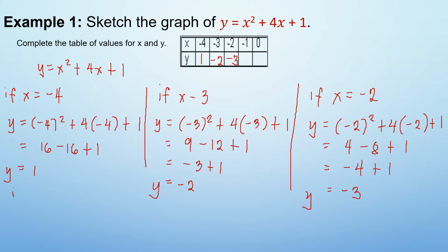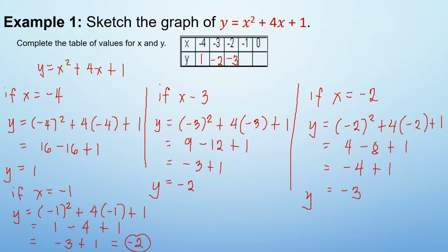Next, if x is negative 1, y is negative 1 squared plus 4 times negative 1 plus 1. Negative 1 squared is 1. 4 times negative 1 is negative 4 plus 1. 1 minus 4 is negative 3. Negative 3 plus 1, that is negative 2. So if x is negative 1, y is negative 2.